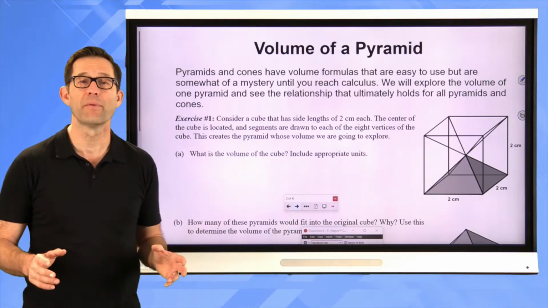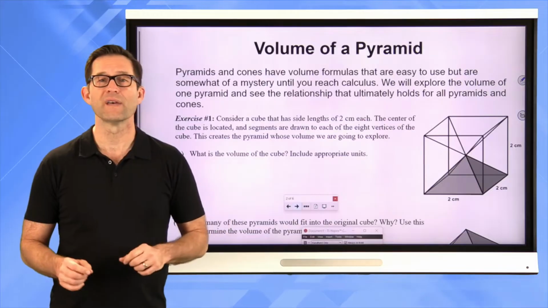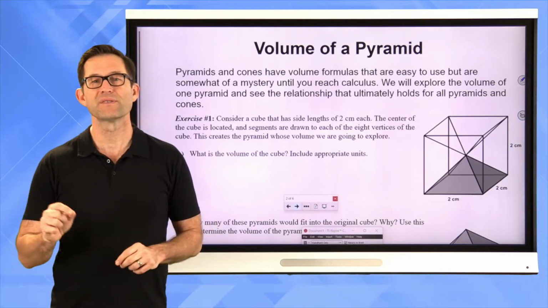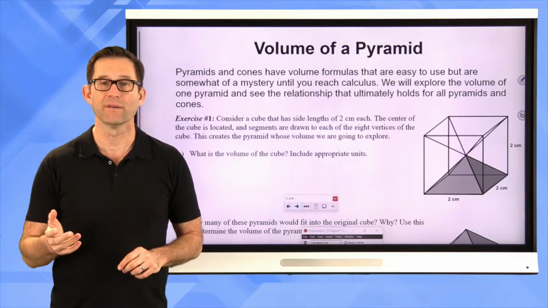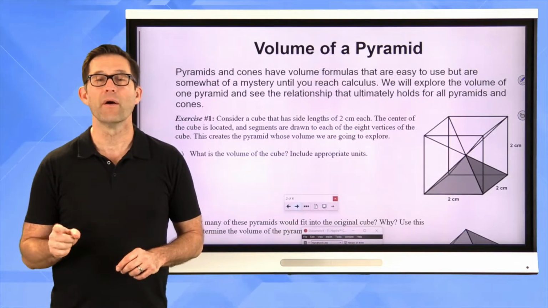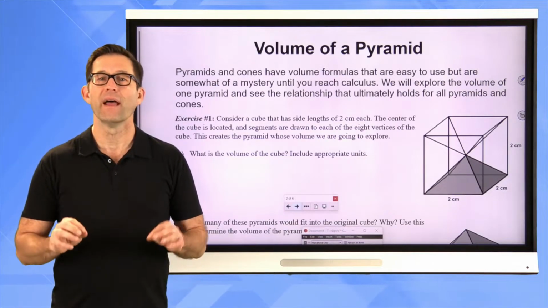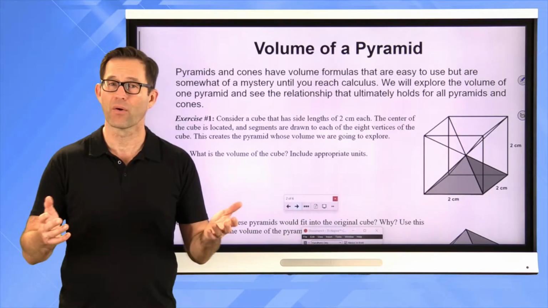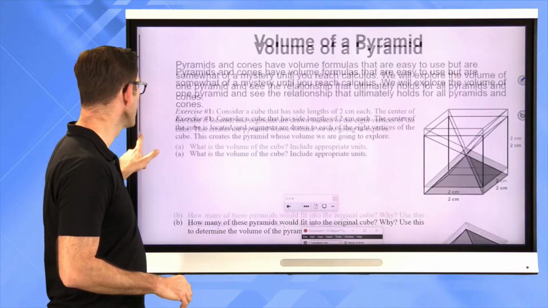Alright, so the volume of a pyramid. Now pyramids and cones have volume formulas that are easy to use, but somewhat of a mystery until you reach calculus. We will explore the volume of just one pyramid and see the relationship that ultimately holds for all pyramids and all cones. So let's jump right into it.